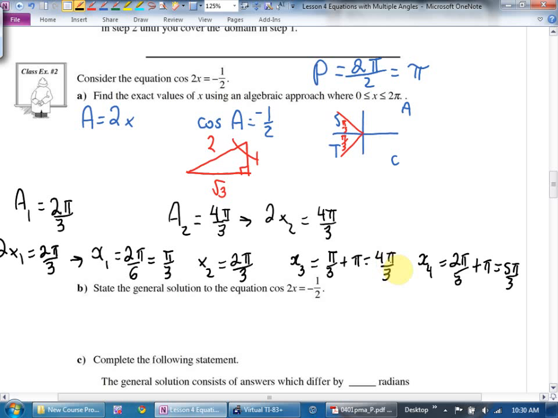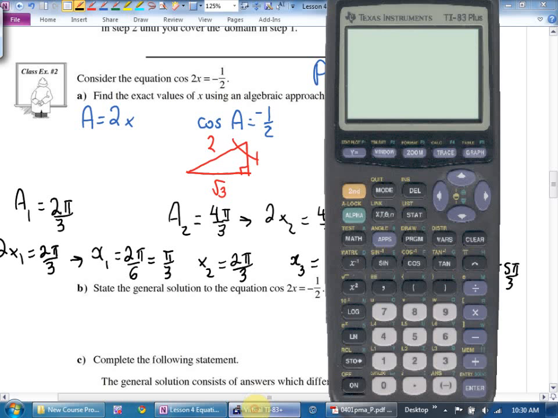Put your pencils down and look up. See, here's really what's happening. My domain is 0 to 2 pi. My first equation is cosine of 2x. My second equation is negative a half. Now, if I didn't have this 2 here, if I just had that, we would have this graph. There's cosine. There's negative a half. How many answers?